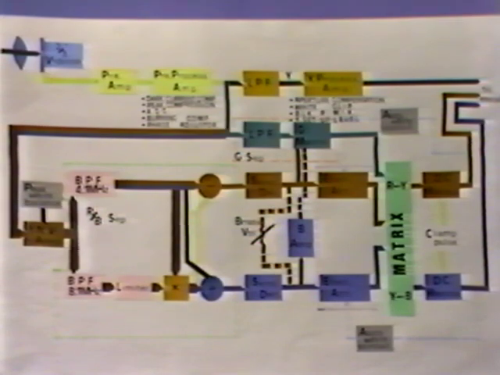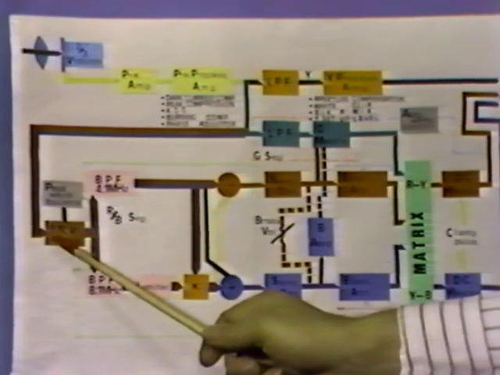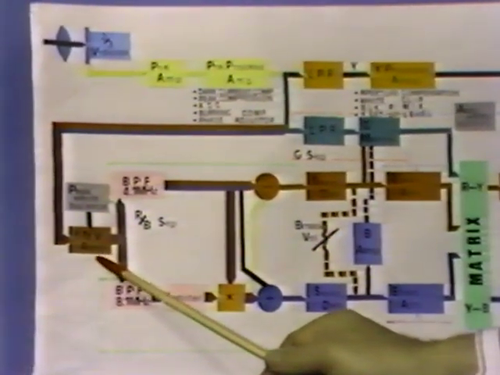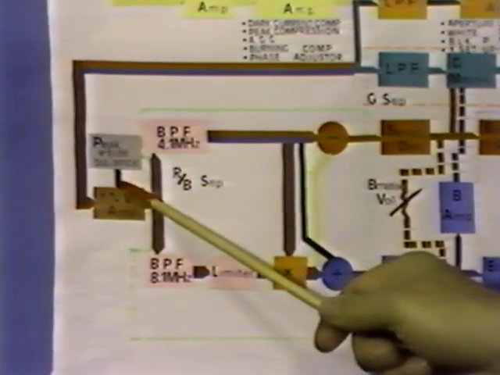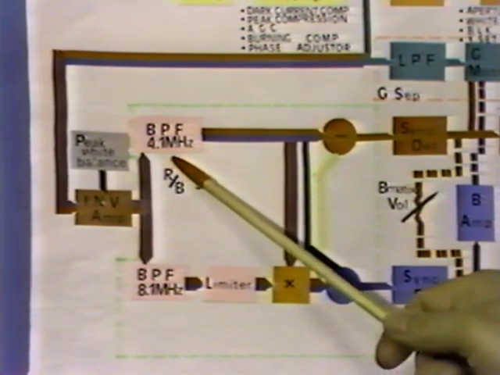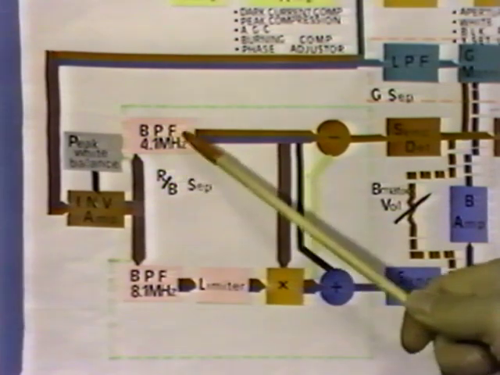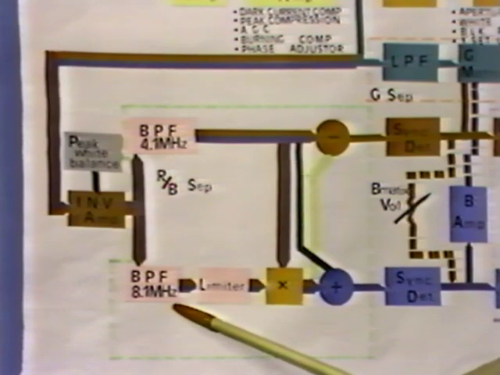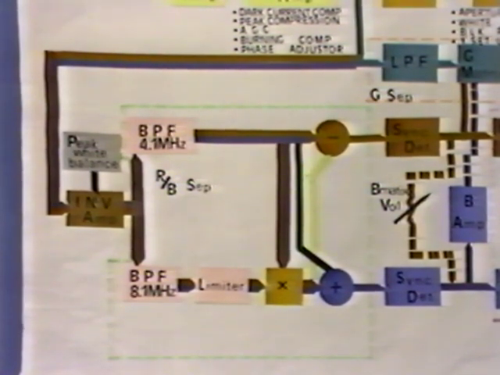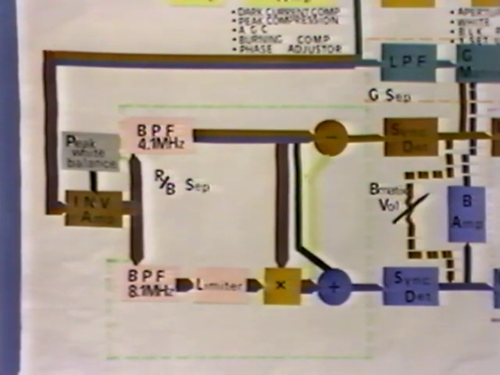The color multiplex signal guided to the R and B separator first goes through the peak white balance compensation to improve the highlight part of it. Then the 4.1 MHz and 8.2 MHz band pass filters extract the R and B carrier waves. That is, 4.1 MHz fundamental wave and 8.2 MHz second higher harmonic.